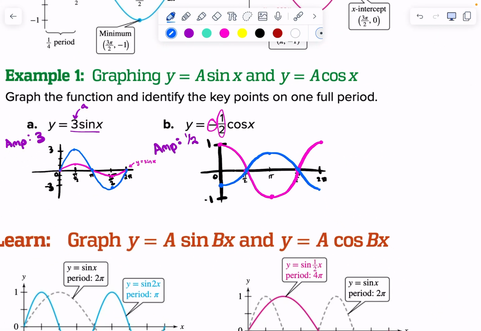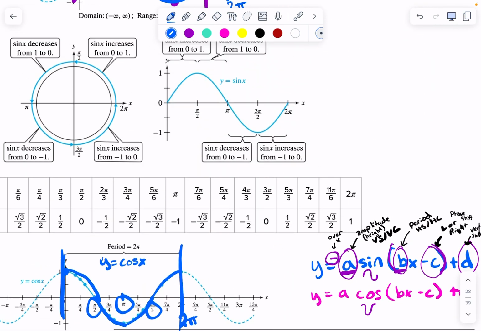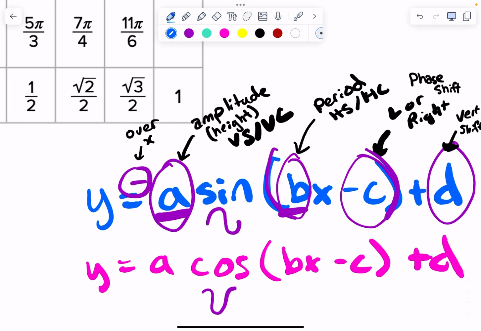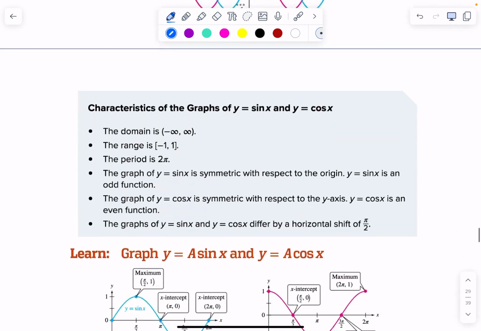Amplitude's easy. Should be easy. Some of this is easy. The hardest one of the 4 to learn is C. C is the hardest. A and D are the easiest. Vertical shift and amplitude, those are the easiest. Period is just a baby step harder than that, and then phase shift can get a little ugly. Putting all 5 together is really kind of a little bit ugly sometimes.